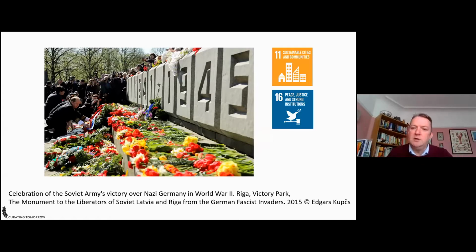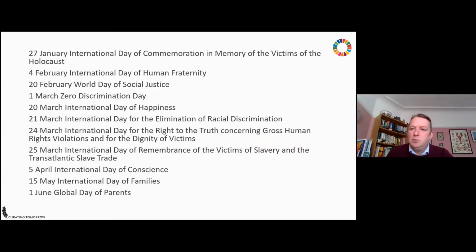That's why I mentioned these two sustainable development goals here. So how can we have sustainable cities and communities where there are such different interpretations of what happened in the past? One of the ways we might do that is to focus on the other opportunities through the year that are to do with collaboration, partnership, peace, justice, the future.